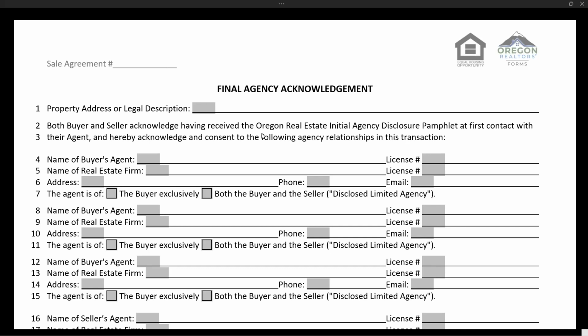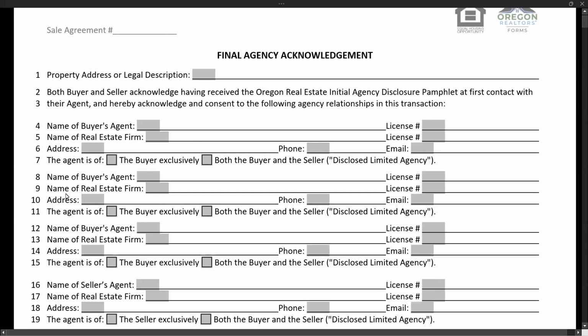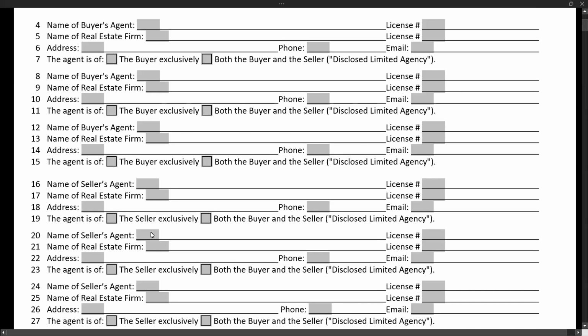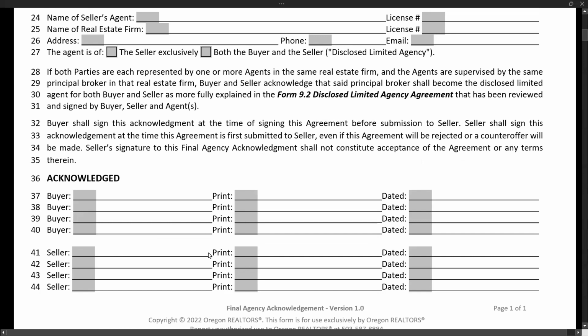When you start your transaction, you should always disclose who all the buyer's agents are and who all the seller's agents are. This should be something that is acknowledged by both the buyer and the seller. They should know who the agents are in the transaction.